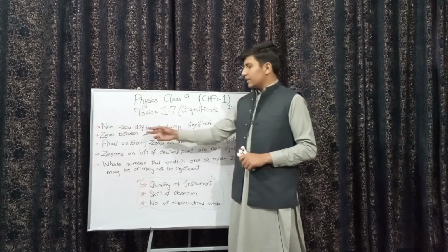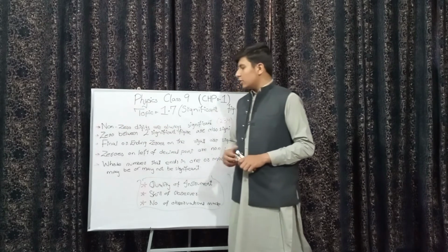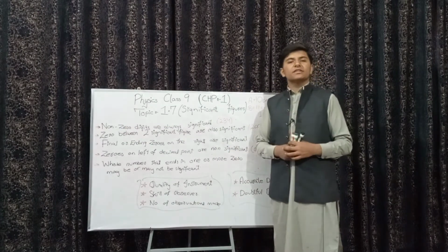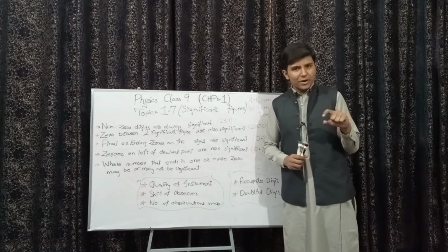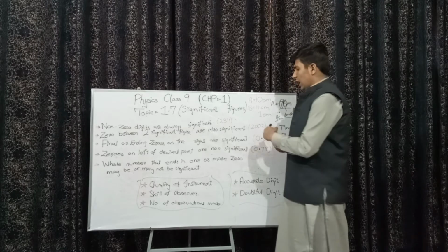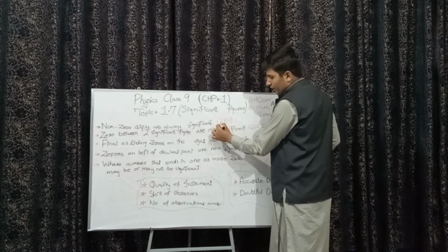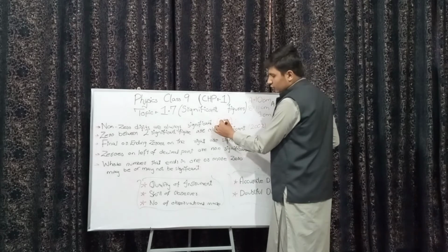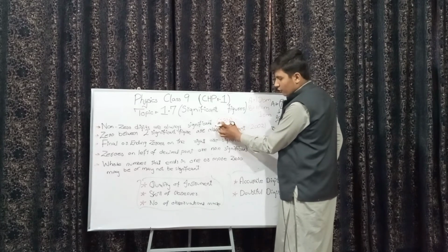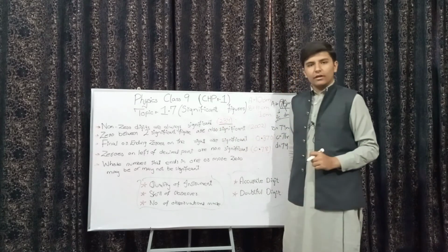For example, point one is that non-zero digits are always significant. It says that if there is no decimal point in a number and all the digits are non-zero, I have written an example here: 234, 2, 3 and 4. There is no decimal point between them, so all of these will be significant figures.